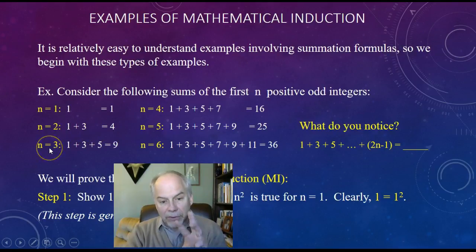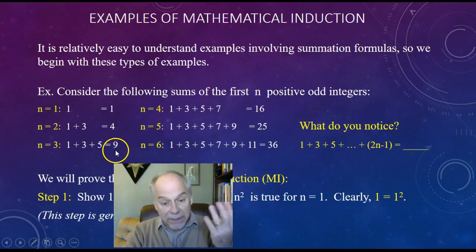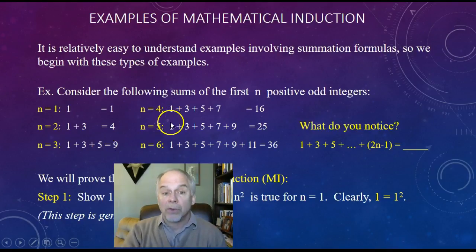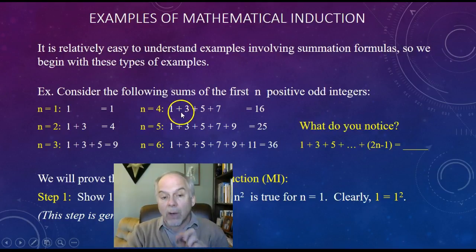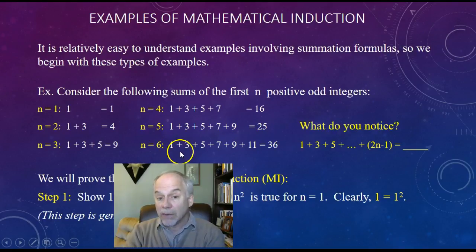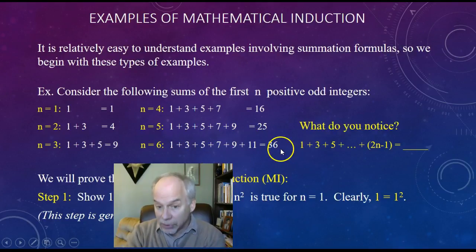When you add the first three odd integers, 1 plus 3 plus 5, that adds up to 9. When you have the first four odd integers, 1 plus 3 plus 5 plus 7, that adds up to 16. When you add the first 5 odd integers, you get 25. And when you add the first 6 odd integers, it adds up to 36.